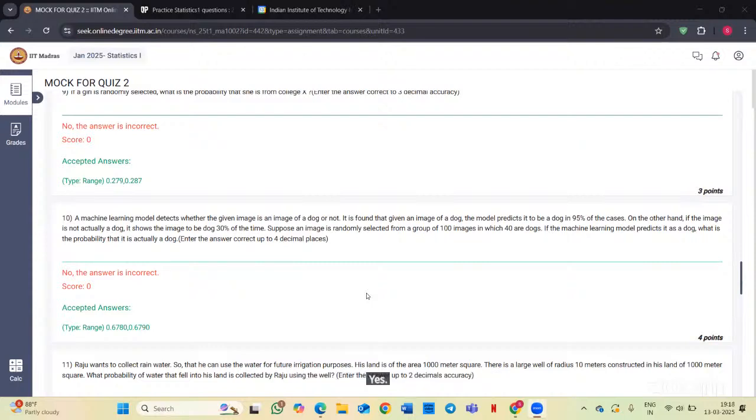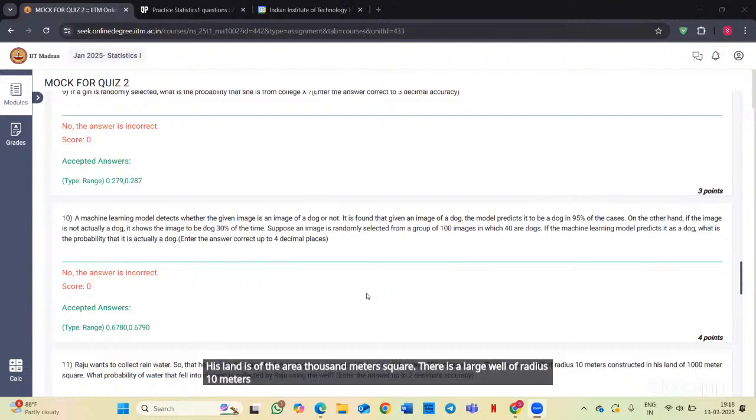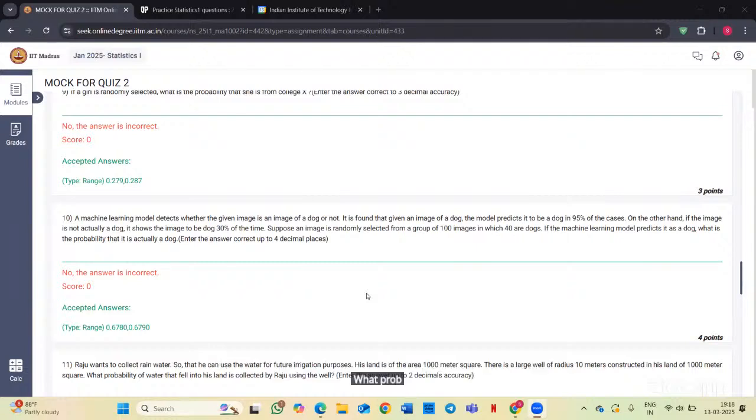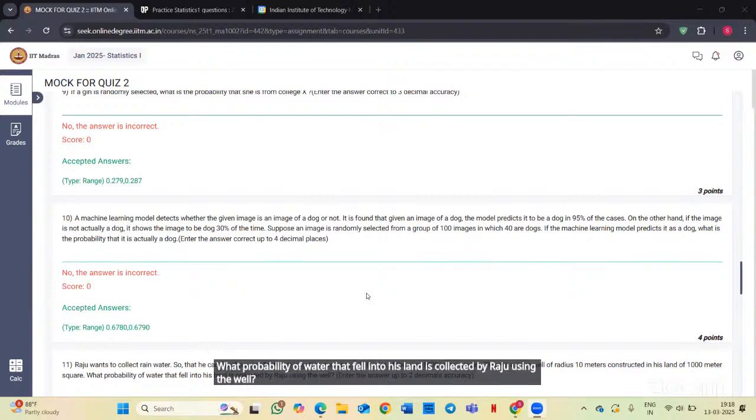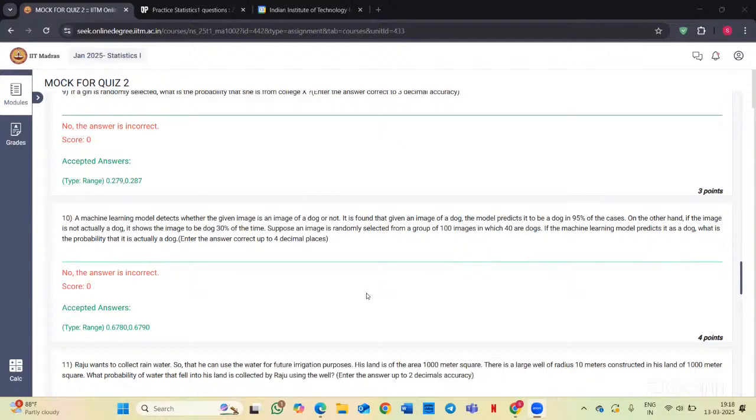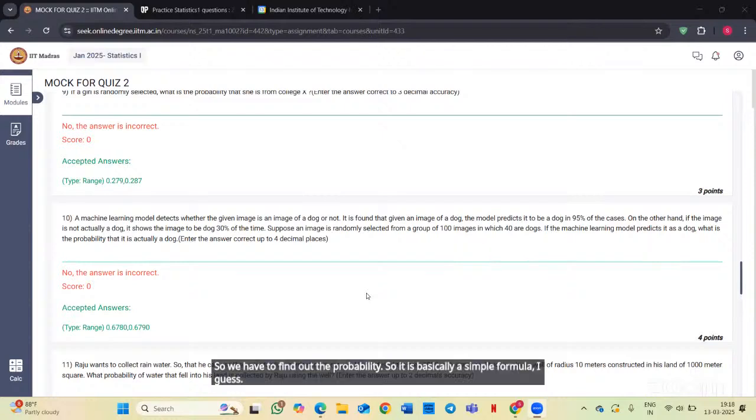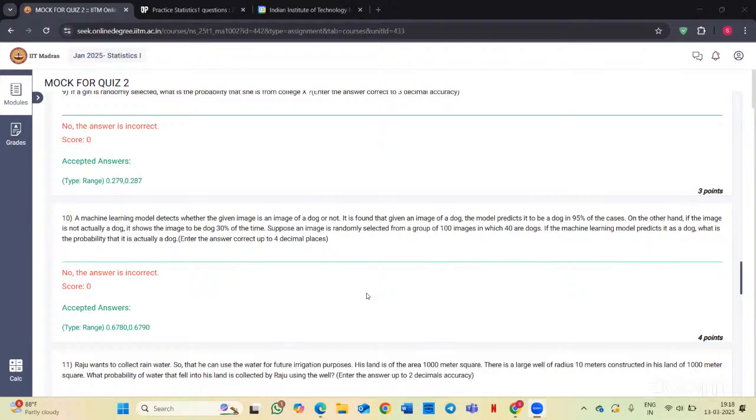Raju wants to collect rainwater so that he can use the water for future irrigation purposes. His land is of the area 1000 meters square. There is a large well of radius 10 meters constructed in his land. What probability of water that fell into his land is collected by Raju using the well? So we have to find out the probability. So it is basically a simple formula, I guess. Solve it and tell me the answer.